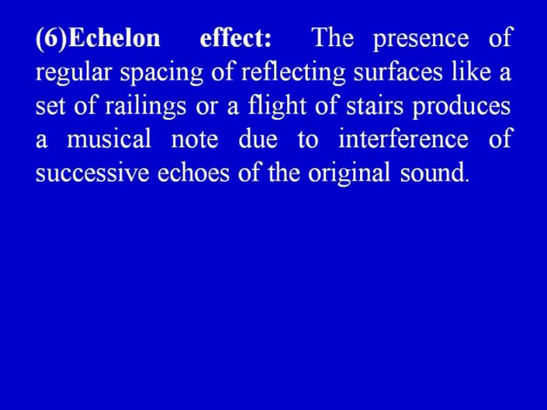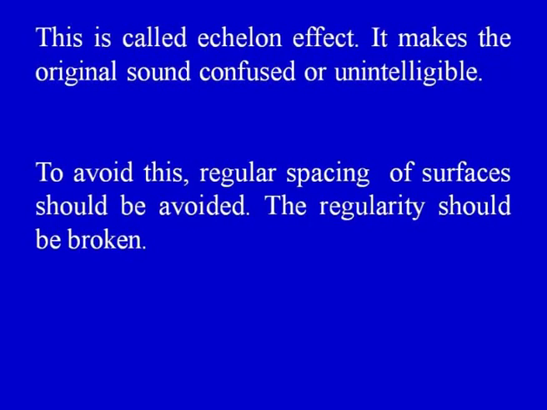Number 6, echelon effects. The presence of regular spacing of reflecting surfaces like a set of railings or a flight of stairs produces a musical note due to the interference of successive echoes of the original sound. This is called echelon. It makes the original sound confused or unintelligible. To avoid them, regular spacing of surfaces should be avoided. I mean, the point is that the regularity should be broken.